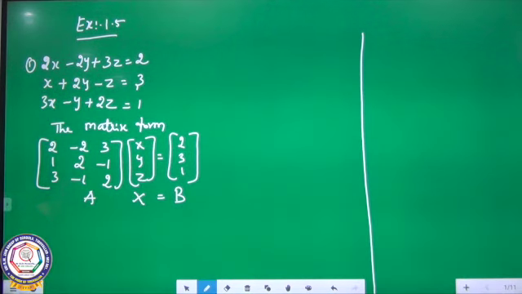In this elimination method, first you combine A and B. It is nothing but the augmented matrix.